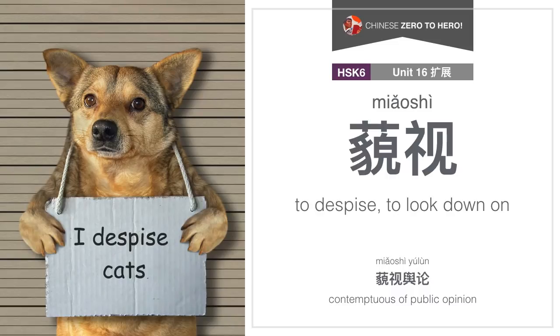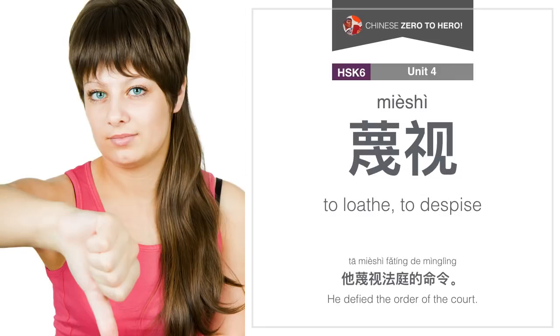And in HSK 6, we also learn the word 藐视, which is kind of like 鄙视. It means to despise or to look down on. 藐视舆论, contemptuous of public opinion. In HSK 6, we also learn the word 蔑视, meaning to loathe or to despise. This is very similar to 藐视。他藐视法庭的命令。He defies the order of the court.